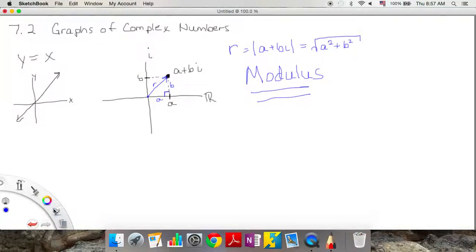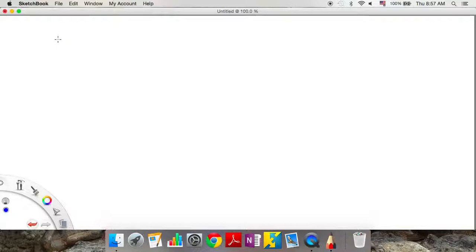So for example, if we have a complex number, 2 plus 3i, and we want to graph that, we have the real axis and the imaginary axis. Our real part is 2, so we go over 2, and our imaginary part is 3, so we go up 3, and here is that complex number, 2 plus 3i. And we can draw a vector going out here, and that's another way to represent 2 plus 3i.